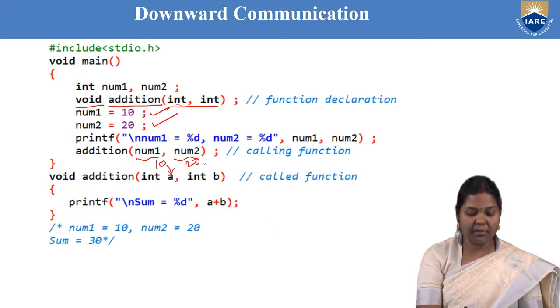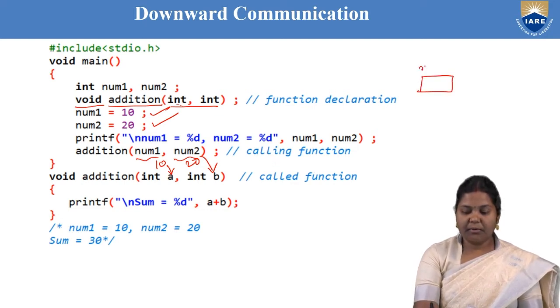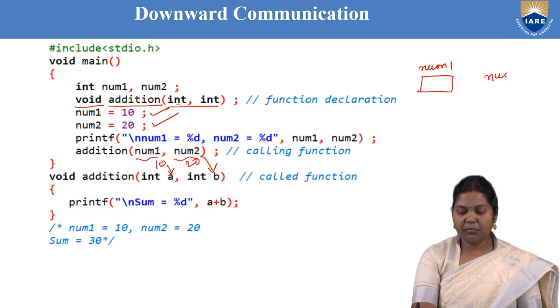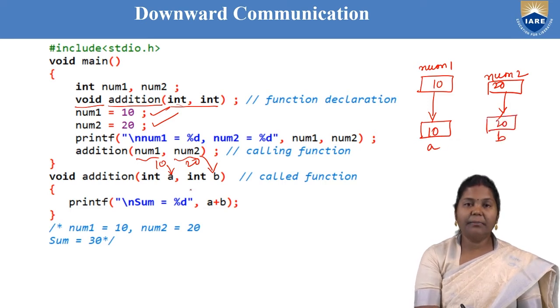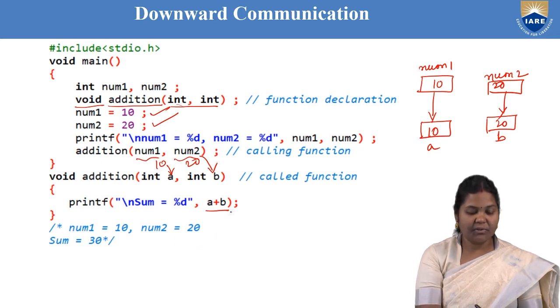These values are stored into the variables a and b. Here a and b are called the formal parameters, and num1 and num2 are called the actual parameters. This is our num1 and this is our num2, containing 10 and 20. We are using the call by value mechanism, where these values are simply passed into the variables a and b. Now a and b are local variables that receive the values from the calling function, and inside the function we compute the sum of these two numbers and display it here itself.